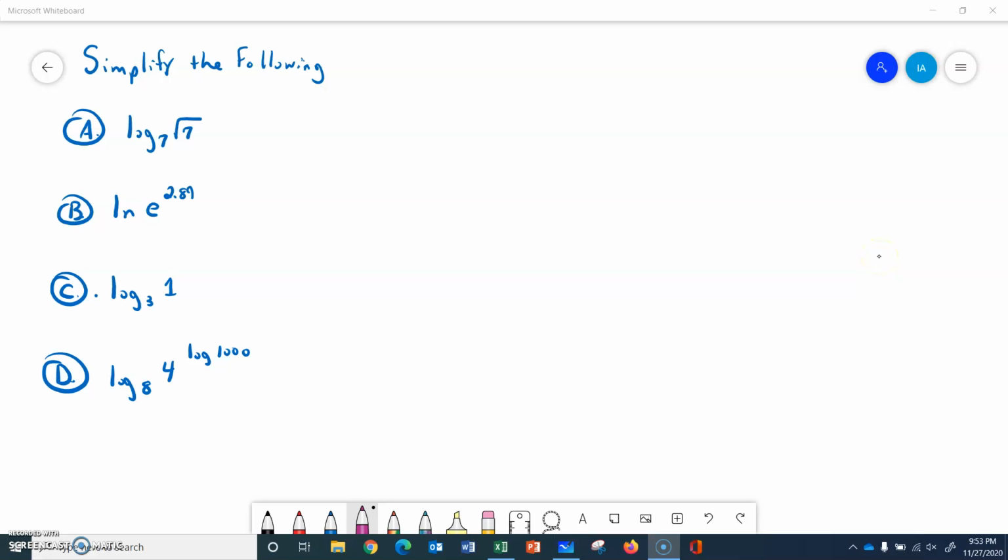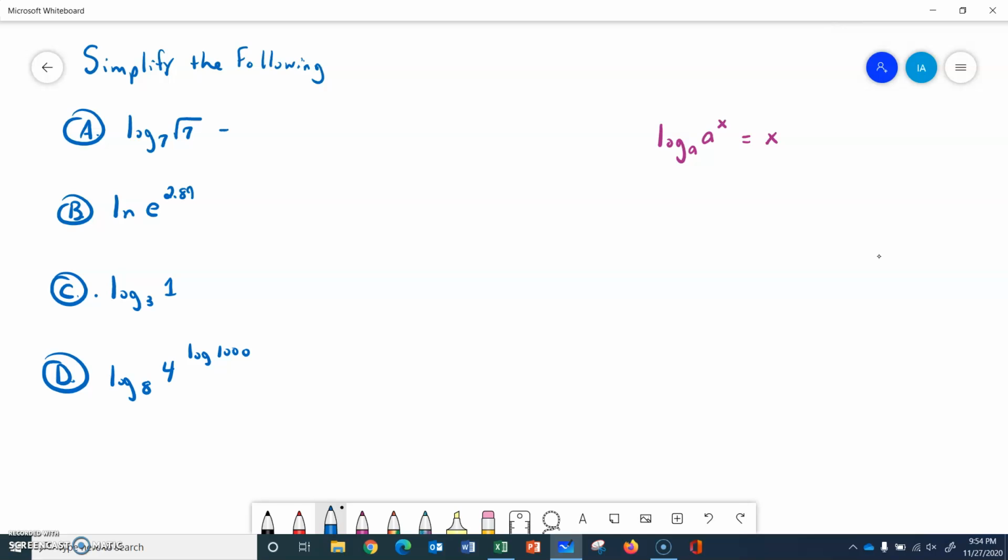Okay, so Mr. Allred here, and we're going to simplify some logarithmic expressions using some of our rules for logarithms. So the first one here, a, is log base 7 of the square root of 7. The first thing you notice there is the 7 and the 7. So turn to the rule that looks something like this: log base a of a to a power equals that power.